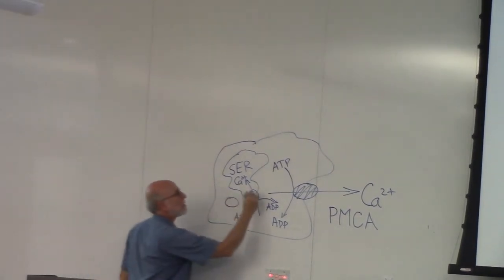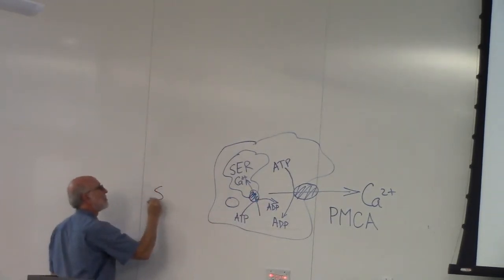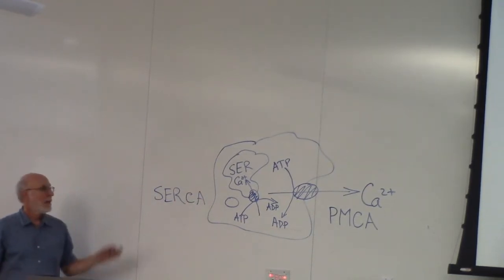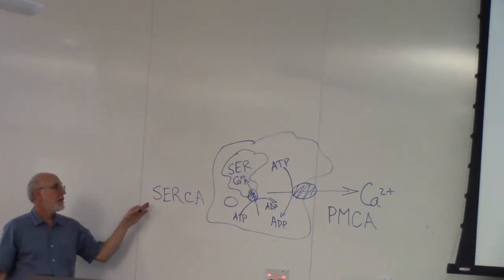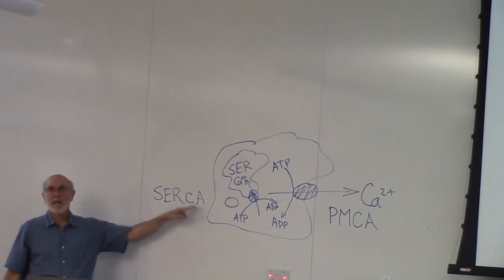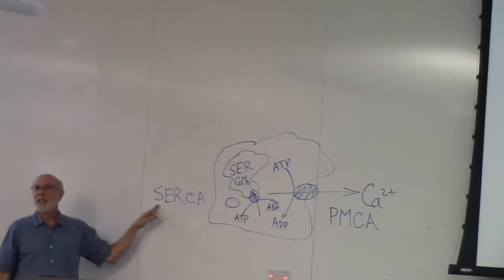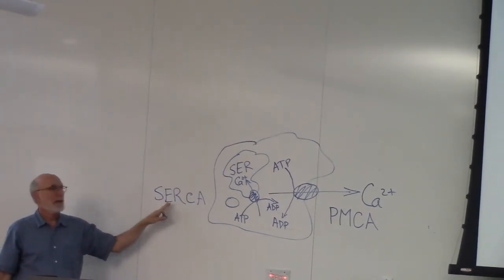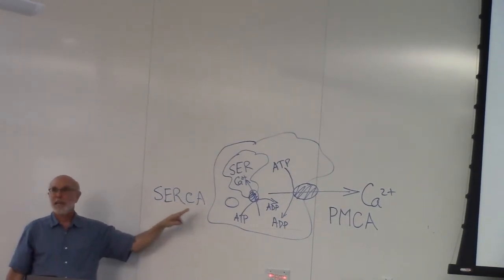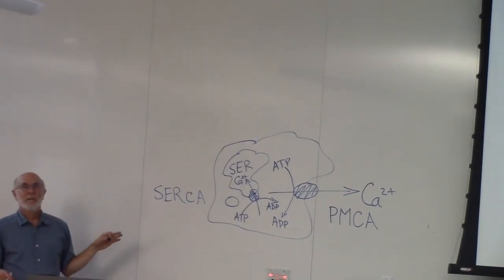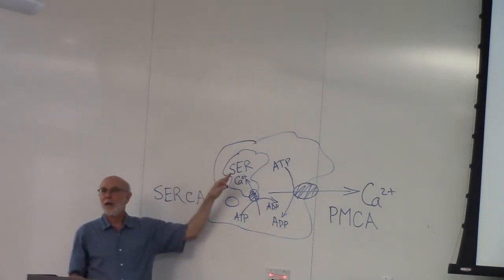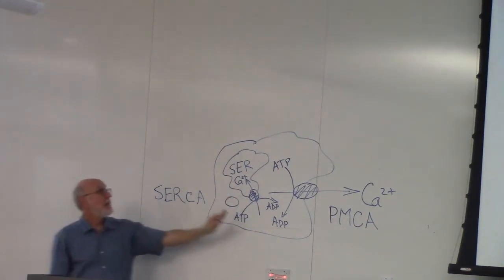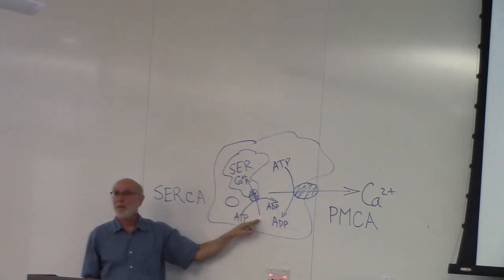This protein also has a name. Now, you'd like to think that this is the smooth ER calcium ATPase, but in this case, the S actually stands for another word: sarcoplasmic endoplasmic reticulum calcium ATPase. But the point is, it's a protein resident on the membrane of the smooth ER that pumps calcium into the lumen, out of the cytoplasm.